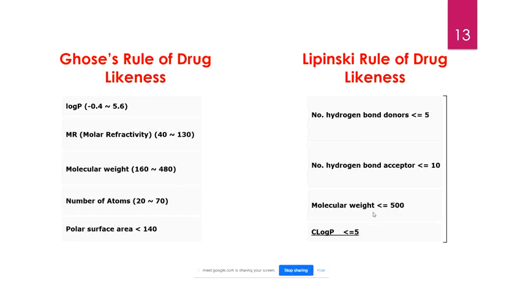Now later on, another scientist came forward. His name was Ghosh, and he measured all the compounds again and found that the values given by Lipinski were not absolute values, so he modified them and gave a range. First of all, he said that the C log P value cannot be anything. It cannot have a value of -20 or -100, because Lipinski said the value should be less than or equal to 5. But he said the value should have a range. It must lie between -0.4 and 5.6.